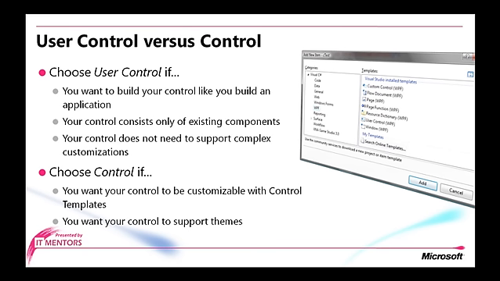Now, the WPF class library provides several control classes that you can derive your control from, but the two most commonly used are UserControl and Control. Choose UserControl if you want to build your control like you build an application by combining existing components. Controls that are derived from UserControl are not going to support complex customizations though. You should choose to inherit from Control if you want your control to be highly reusable. Usually, you'll need to choose Control if you want your control to support control templates and therefore be easily customizable by users, or you want your control to support themes.